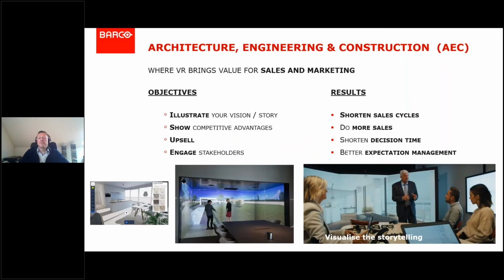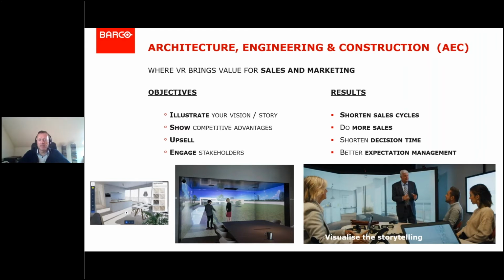Let me first start with an obvious reason where VR brings value in the chain for architecture, engineering, and construction, and that's sales and marketing purposes. The objective of using VR tools, visualization, and digital tools is to illustrate the vision of the creator of a building, of a big project, of city planning. Illustrating your vision to the people that need to know it, your potential customers, is of course an important part of selling your project.